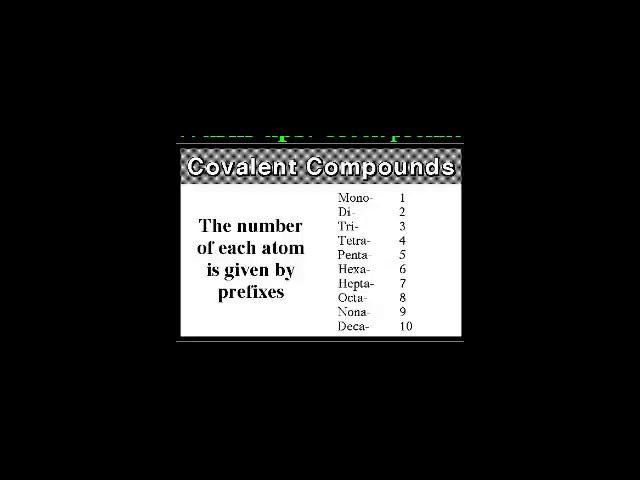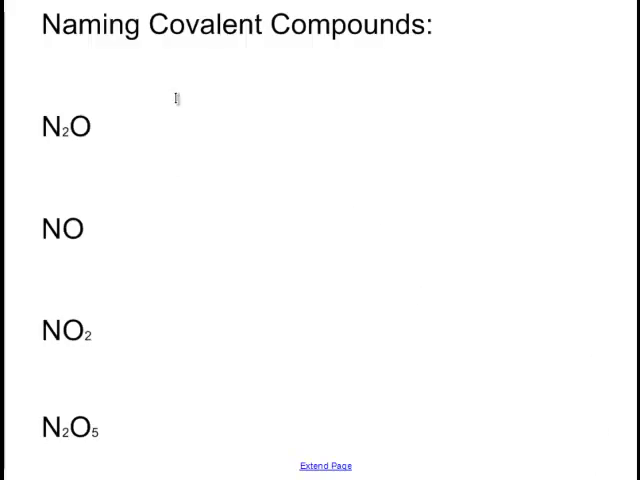Scientists use the Greek prefixes to indicate how many atoms of each element are in a covalent compound. If we have one atom, we might use the Greek prefix mono. If we have two atoms, we use the Greek prefix di. 3 atoms, tri. 4, tetra. 5, penta. 6, hexa. 7, hepta. 8, octa, and so on. So let's practice naming a few covalent compounds.